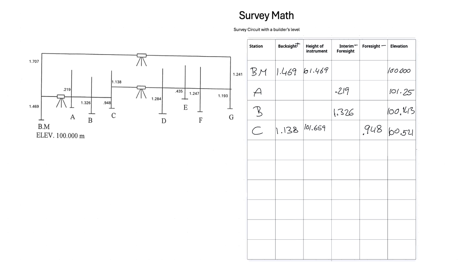Wonderful. Now we can move ahead to the next point. We've got D, E, and F, and those are all interim foresights. So let's pop those in here. 1.284. So we take our height of instrument. Remember, it's a new height of instrument because that's where we're looking from, minus our reading to get us the elevations. So 101.659 minus 1.284.